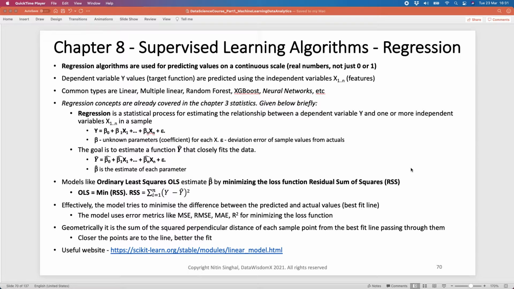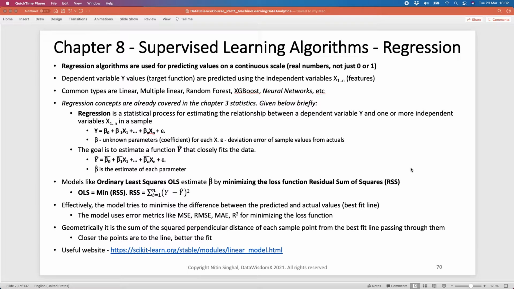So beta is the unknown parameter, or so-called coefficient, for each x. Effectively, if you're trying to build a linear relationship between two variables, most likely there will be some kind of a constant and a coefficient value which determines the relationship between y and x. And the error term is effectively the deviation of the samples from the actuals. If you remember, again in statistics, we described how to do sampling, what the sample represents in terms of the population, and then how to measure the error terms. So we'll cover that in the error metrics also in this chapter. So this is your typical regression equation.